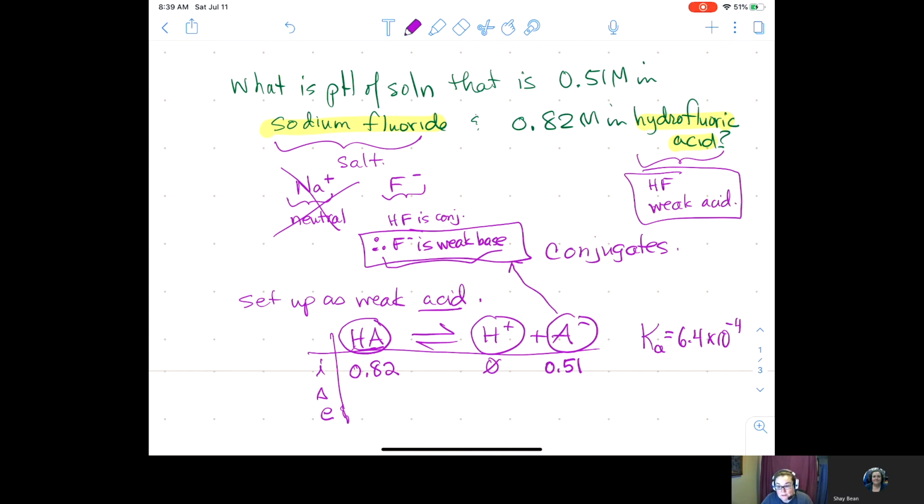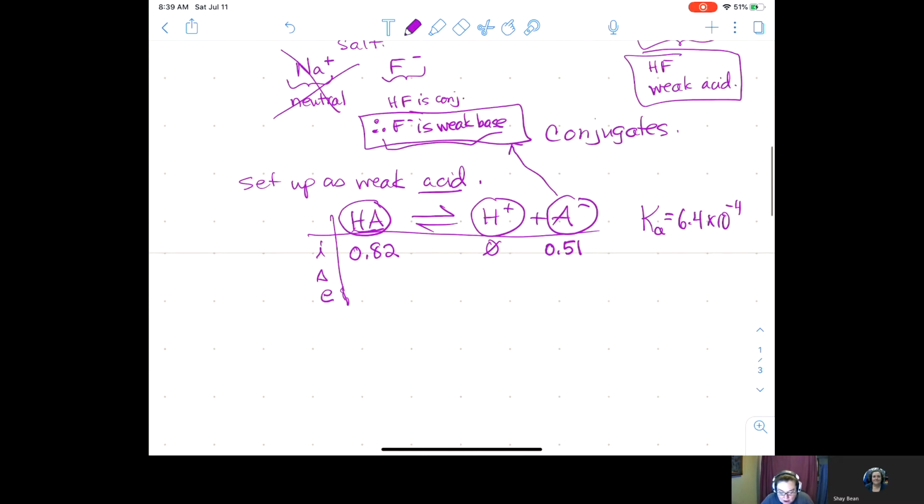So there are initial amounts of two things, and they happen to be a conjugate acid-base pair, which means they show up in the same equilibrium reaction. Now I still have my minus X and plus X. It actually wouldn't matter which side you put the minuses and the pluses on, but don't change the way you do it. We typically put the minus for the reactants, the plus for the products. 0.82 minus X, and 0.51 plus X.